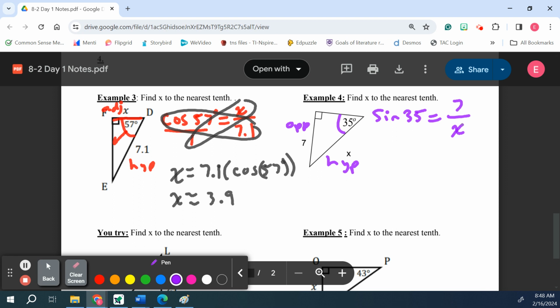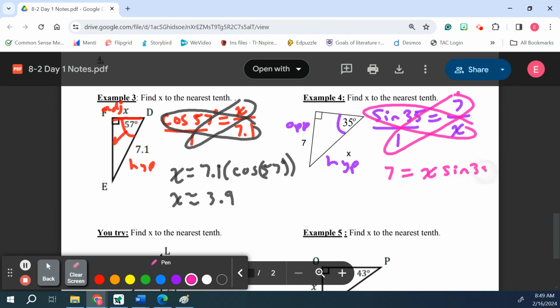So this one's going to look a little different than example 3 because now that variable is on the bottom. So we're still going to cross multiply. We still set it the same way. So this is going to be 7 equals x times the sine of 35 degrees. Now, I want you to think about this. Let's say this is just a hypothetical.